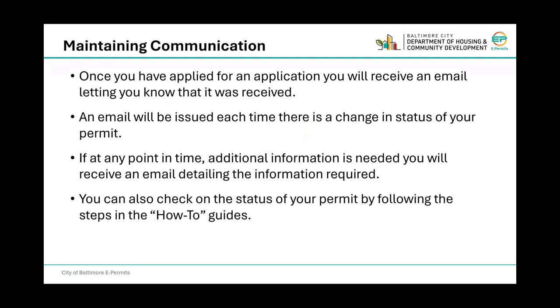Once you have applied for an application, you'll receive an email letting you know that it was received. An email will be issued each time there is a change in status in your permit. This system relies heavily on emails, so please be sure to frequently check your emails if you have an application that's going through the process. If at any point in time additional information is needed, you'll receive an email detailing the information required. You can also check on the status of your permit by following the steps in the how-to guides.